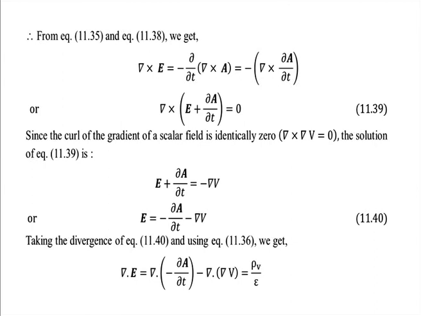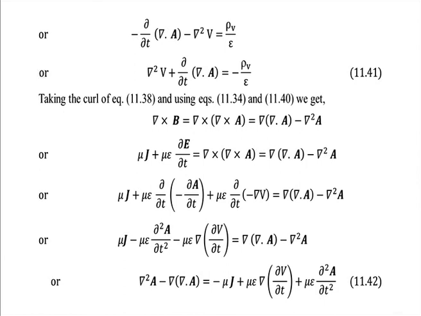Taking the divergence of the above equation and inserting equation 11.36, we get del dot E is equal to rho V by epsilon, or Laplacian of V plus partial derivative of divergence of A is equal to minus rho V by epsilon. In this equation, it can be seen that V and A are coupled. Similarly, taking the curl of equation 11.38, that is B is equal to curl of A, and using equations 11.34 and 11.40 and simplifying, we get equation 11.42, which is again an equation where both V and A are present.